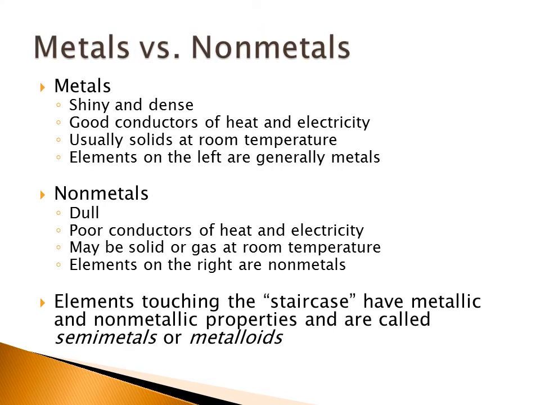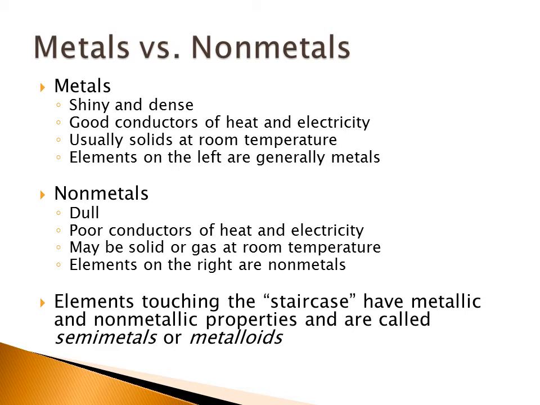One thing we can tell from the periodic table very easily is whether an element is a metal or a non-metal, or somewhere in between. So metals have properties of being shiny and dense. They're really great conductors of heat and electricity. That's why all of our cookware is metal. That's why our wiring is copper. They're usually solids at room temperature, and the elements on the left of the periodic table are generally metals. Non-metals, on the other hand, are dull. They're very poor conductors. They can be solid or gas at room temperature, and they reside on the right side of the periodic table.